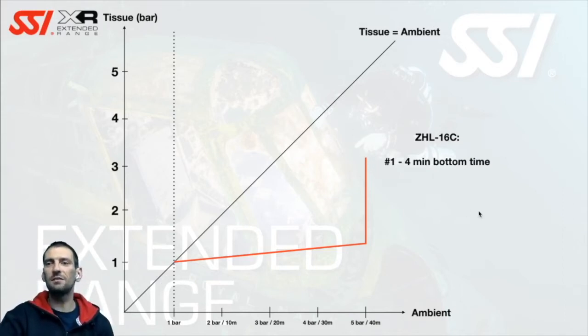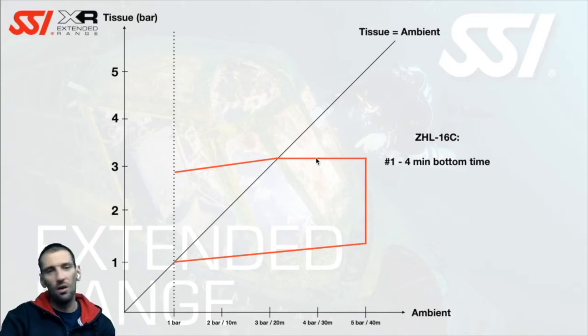So now we ascend, but during the ascent this line is still slightly angled up because we are still on-gassing. Every time we are on the right side of the equilibrium line, it means ambient pressure is higher than the tissue loading, so we are on-gassing. So even if we decide to ascend, we are still on-gassing until we get to that point somewhere on the way up when the pressure in the tissue will be higher than the ambient pressure. At that point, the line will be angled down, so we'll actually start off-gassing.